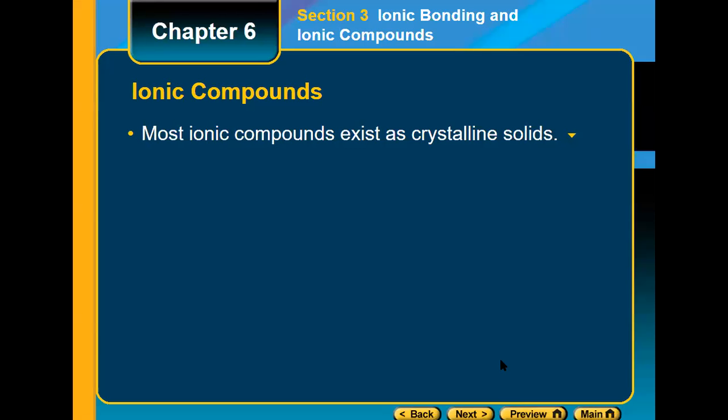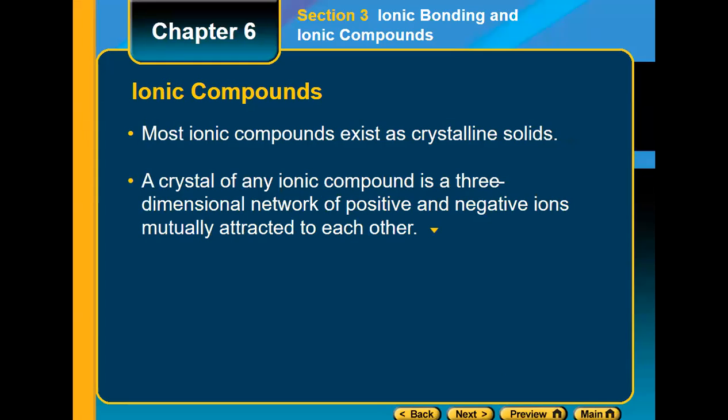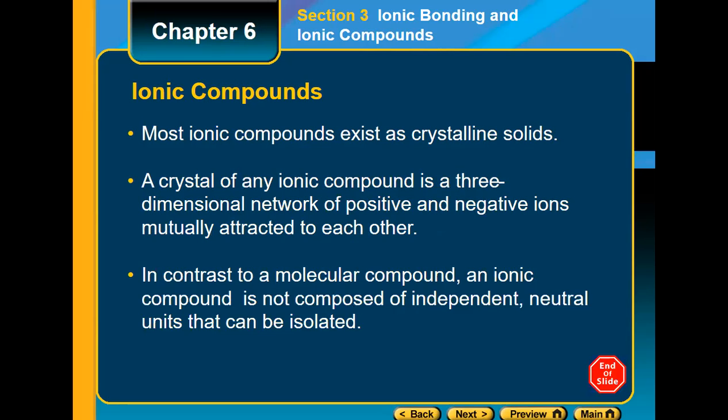So we said that most ionic compounds exist as crystalline solids. So what are crystalline solids, or what is a crystal? That means a fixed pattern or a fixed arrangement of the ions. A crystal of an ionic compound is a three-dimensional network of positive and negative ions. That means the arrangement of ions. What does it look like?